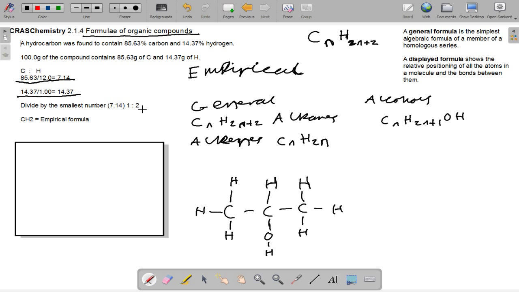And then you work out your ratios. So you divide by the smallest number, 7.14. It'll be a 1 to 2 ratio. So therefore you only have one carbon atom and 2 hydrogen atoms, making it CH2 empirical formula. And knowing this, one can derive a general formula. Now, a general formula is the simplest algebraic formula of a member in the homologous series. If you're not terribly good at algebra and you don't really like it, then imagine that this is a formula instead.